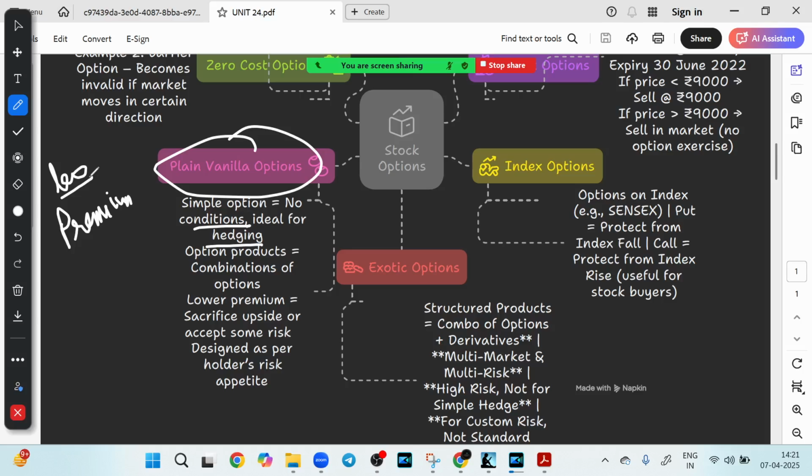Like suppose there is something called range forward. Range forward means what? You get better rate unless market crosses a level. And the second is called knock-out, which means it becomes inactive if market moves in a certain direction. So it is ideal for those who want protection without paying premium. Suppose you want protection, you want insurance, but you don't want to pay premium. Then the zero cost option is a very ideal thing.